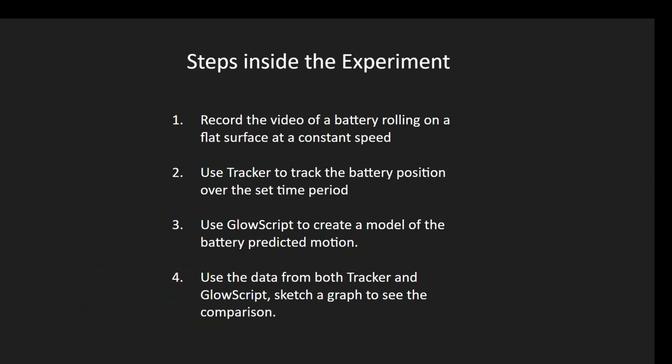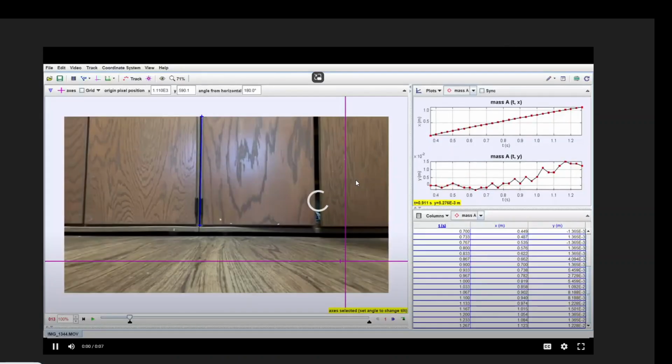The steps inside my experiment are to record a video of the battery rolling on a flat surface at a constant speed, and I'll use Tracker to track the battery position over a set time period. And later I'll use GlowScript to create a model of the battery's predicted motion, and then I'll sketch a graph to see the comparison. So this is the video of my experiment.